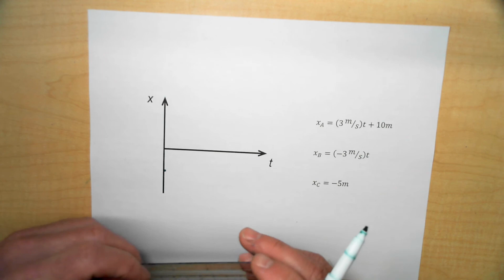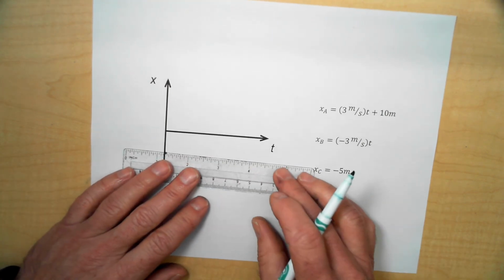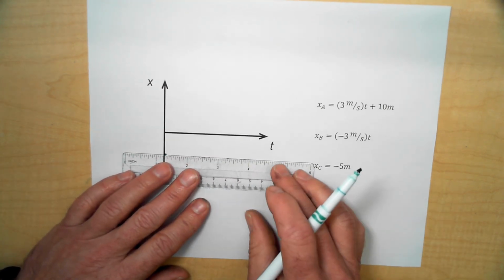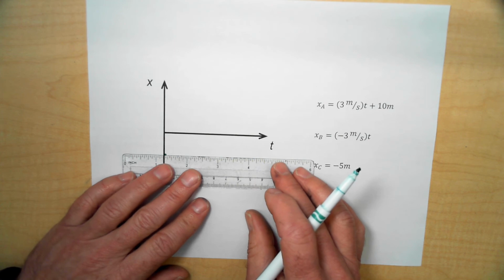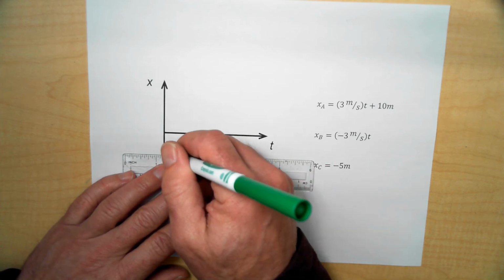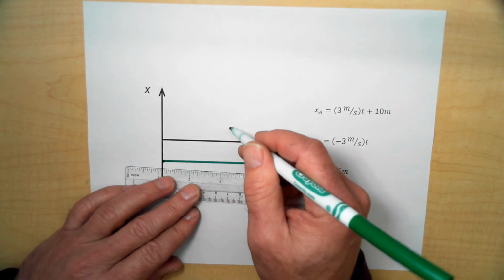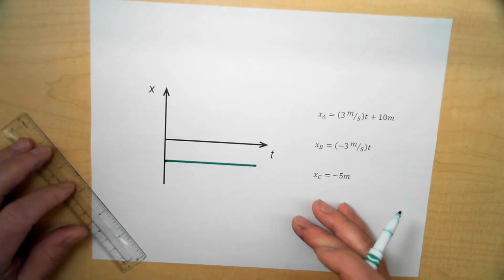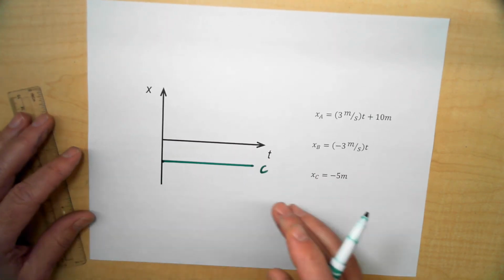All right, so there it is. Flat line, 0 slope, 0 motion. It's always going to be at -5. C's position is independent of time. That's what a flat line means. It doesn't matter. Every time I look, C is at the same position and negative.